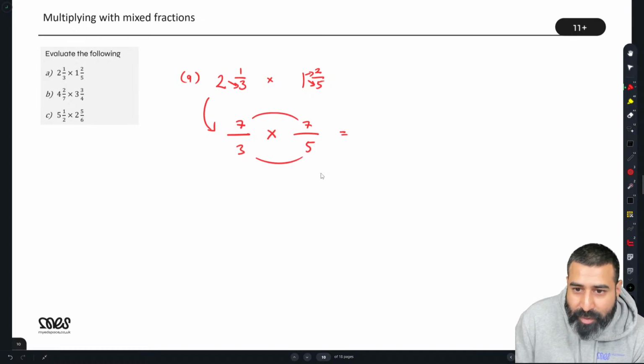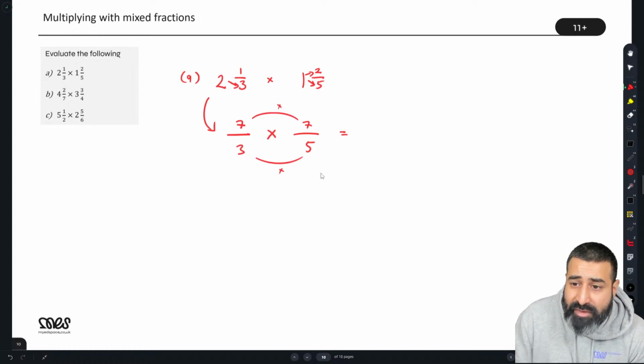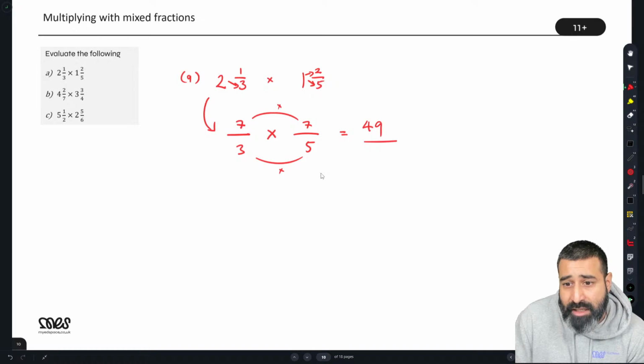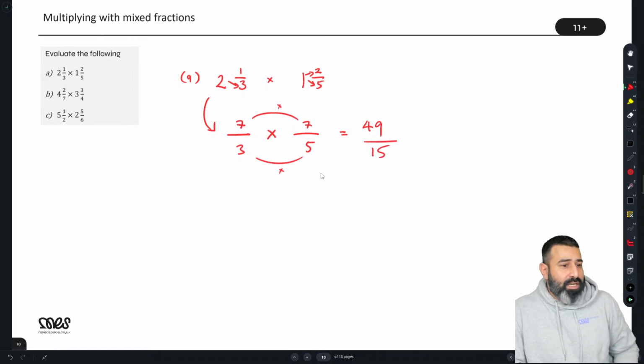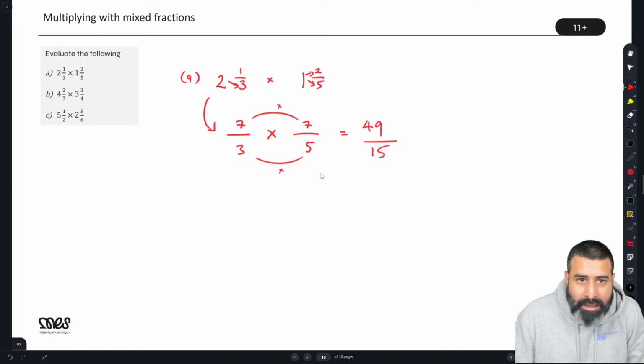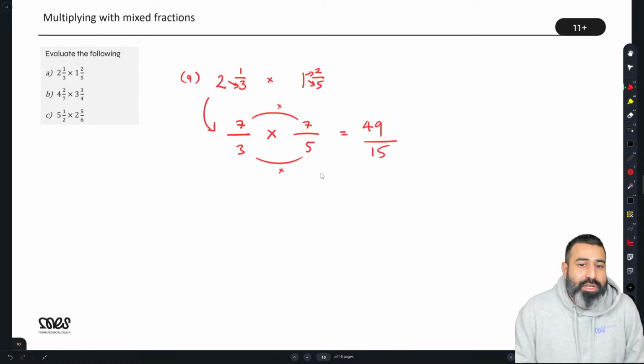So now we just multiply the numerators and the denominators. So 7 sevens are 49. 3 times 5 is 15. 49 over 15. And the job is done. You can leave it as an improper fraction if you want.